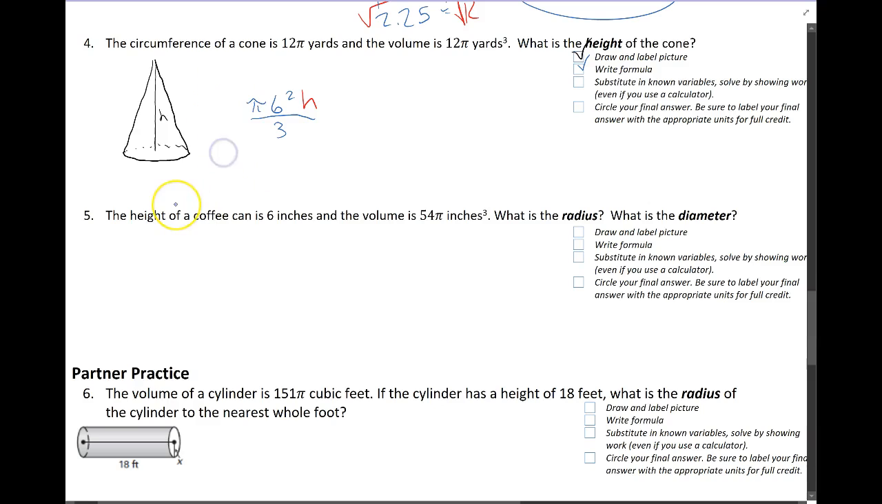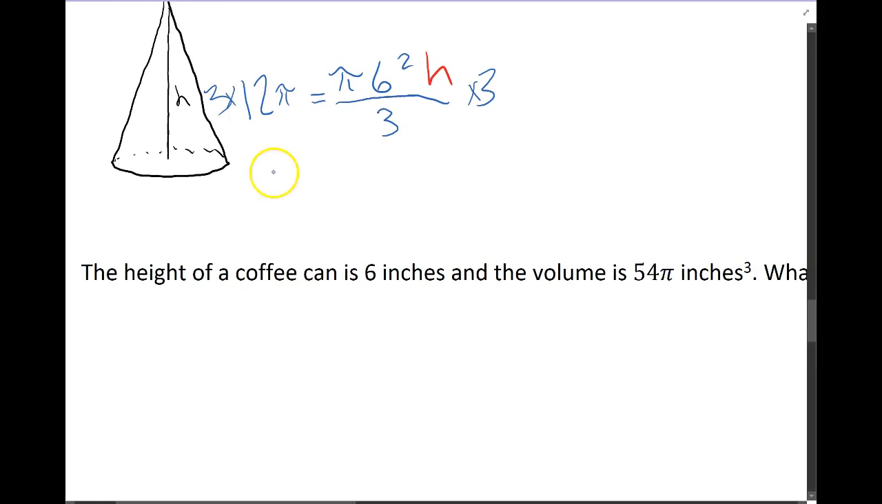there's one piece I forgot, I'm sorry, and that is the volume. The volume is 12 pi. So first thing I'm going to do is I'm dividing by 3 over here, so I'm going to multiply both sides by 3 times 3. That just gives me 36 pi. Let me write this a little lower so it's easier to see. Just gives me 36 pi equals pi 6 squared times the height.